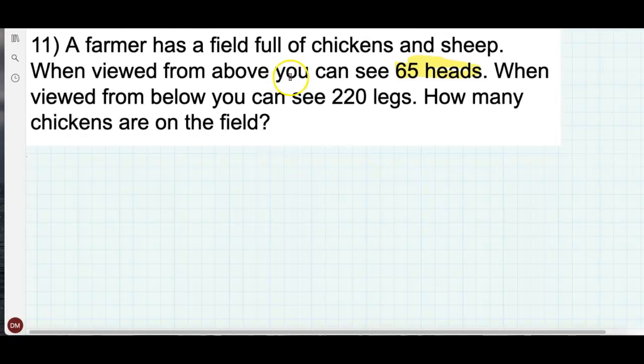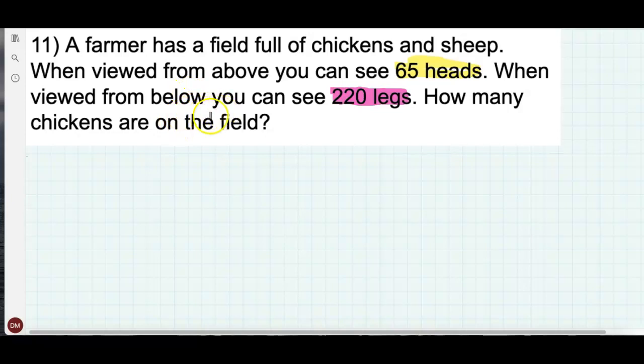And the other total is, when you can see from below, how do you see the chickens from below? This is funny. Okay, so when you can see from below, I guess if he's laying on the ground, you can't see their heads, you can count their legs somehow. And so there's 220 legs.